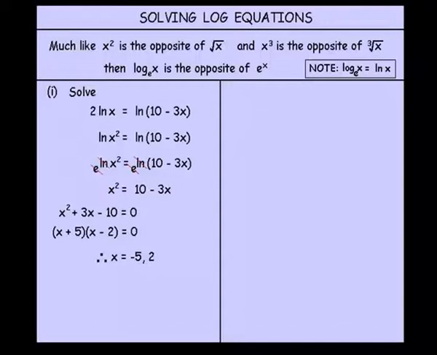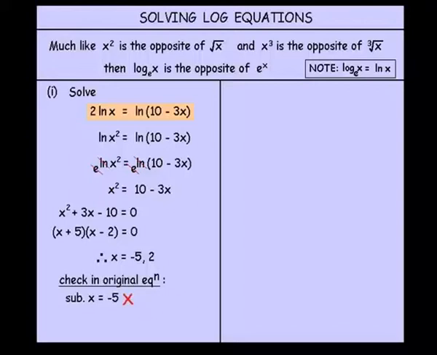Now with these log equations you must check your answers. We must check back in the original equation because sometimes we will come up with some invalid answers. So we substitute back in there. Firstly we'll check out x equals minus 5. Well, if we put that into our original equation, on the left hand side we'd be trying to take the log of negative 5. Well, we can't do that. So that's no good. X equals minus 5 won't do.